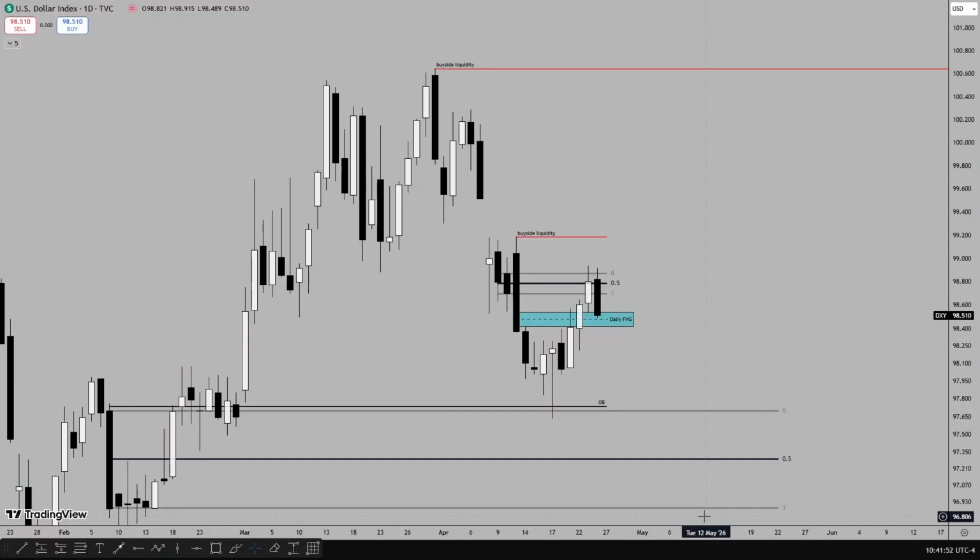On the daily time frame on the dollar index, last week Monday closed as a down close candle, retracing back to Friday's range. Tuesday, price traded through the daily fair value gap. Wednesday, price traded to the daily order block. And on Thursday, price traded through the mid-range of the daily order block.